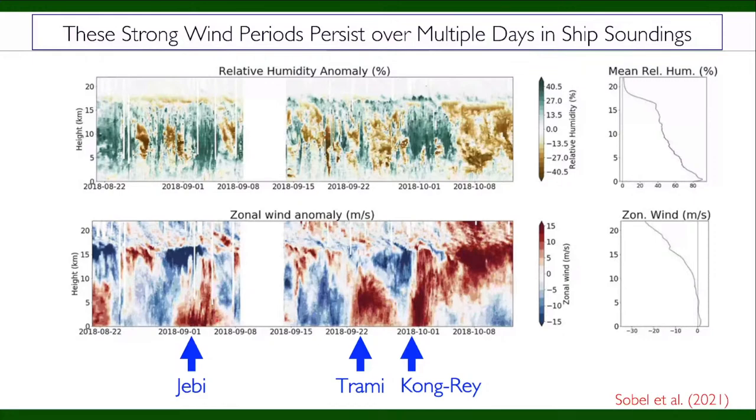You see similar phenomena associated with Typhoon Trami here, and also Kong-rey. So multiple times during the field program, we saw the initiation of these very strong monsoon westerlies that seemed to be preceded by a typhoon passing through the area, which was very, very interesting to us.